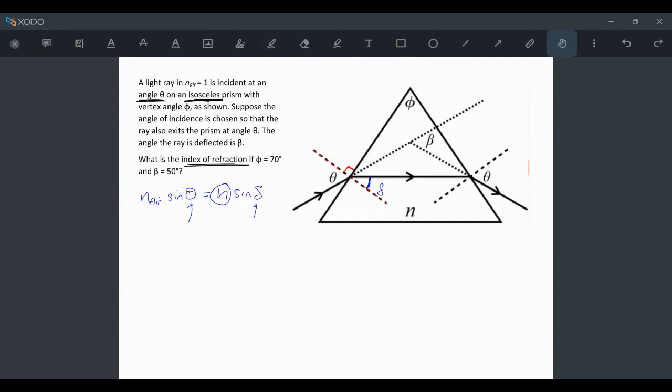Okay, so trying to think of the easiest way to go about this. This is an isosceles triangle that we're looking at here. It's a prism, but we're looking at the cross section. What this means is this side and this side are the same length, and these two are the same angles.